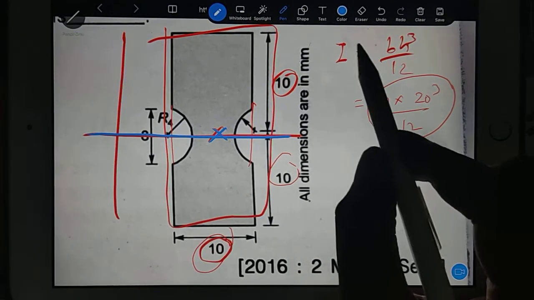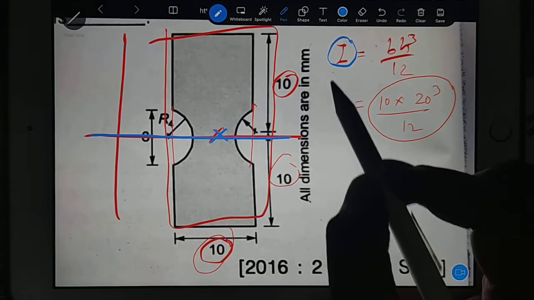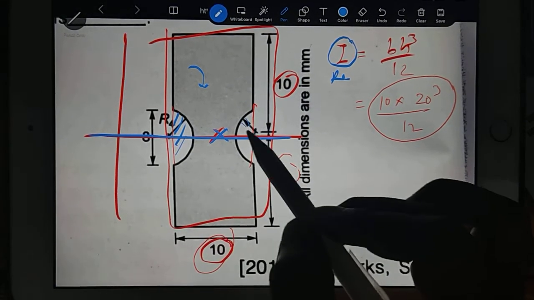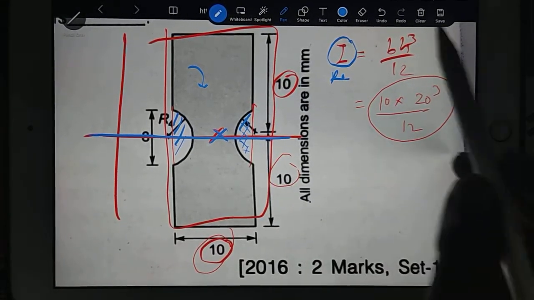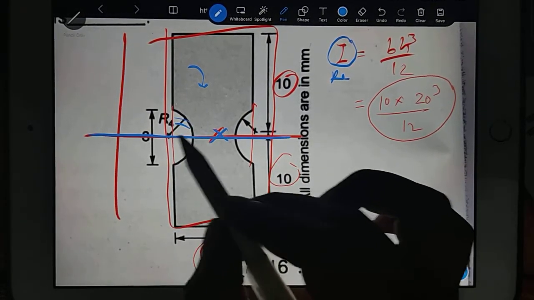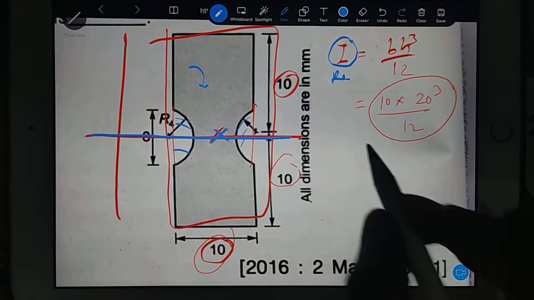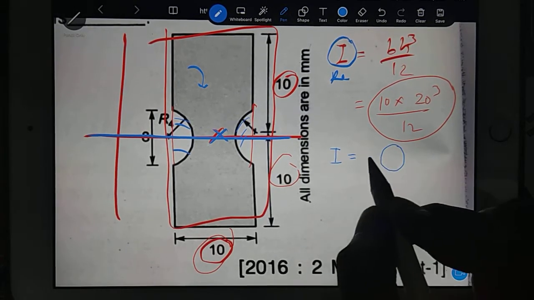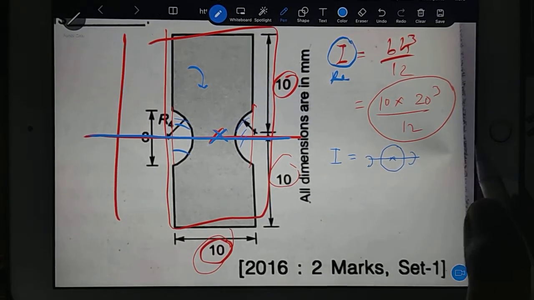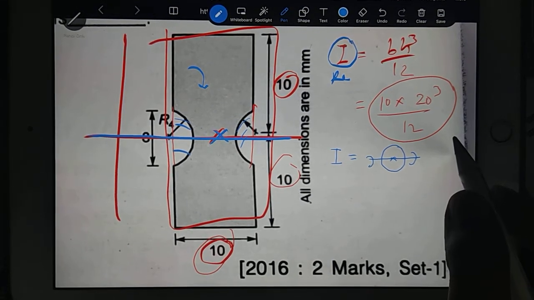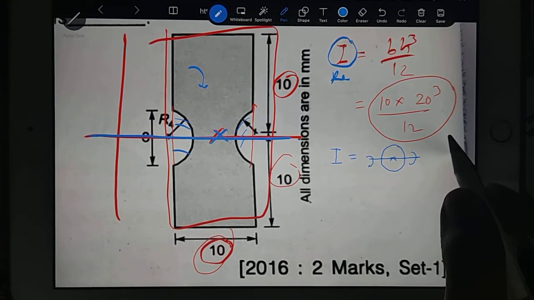Next thing, this moment of inertia is for the rectangle, but the main body is not the full body. We have removed the material from here. So for that we have to remove that much moment of inertia. That much is nothing but the moment of inertia of the complete circle, half circle here, half circle here. So you should know how to calculate the moment of inertia of a complete circle about the axis passing through the centroid. The moment of inertia of two semicircles is nothing but the moment of inertia of a complete circle.